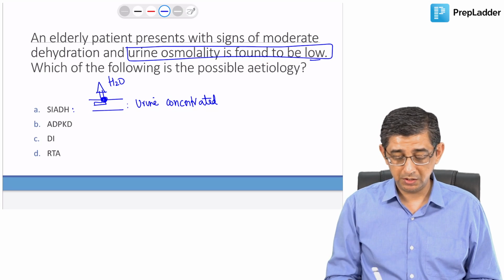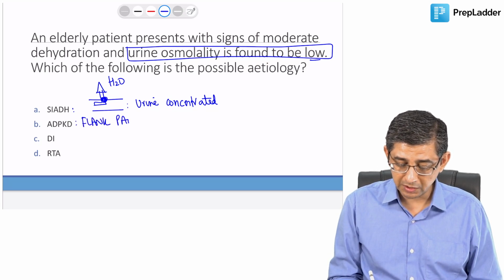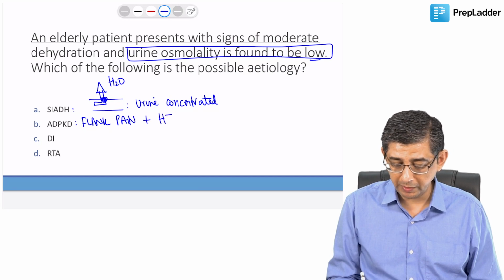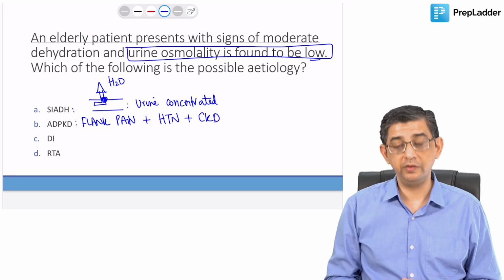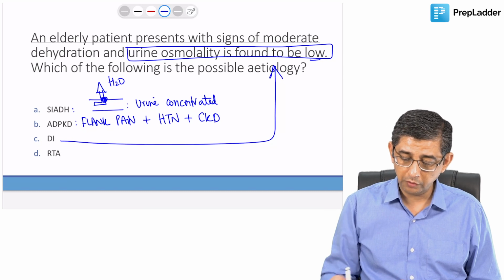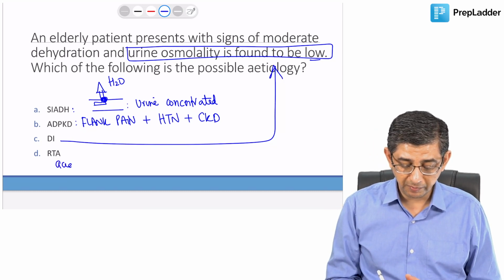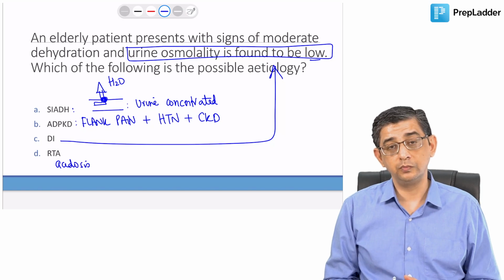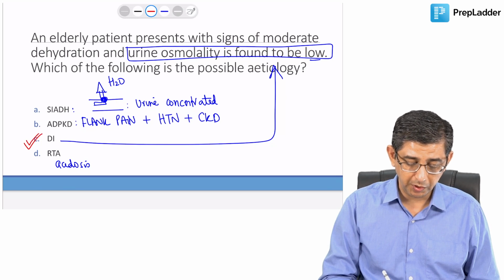Autosomal dominant polycystic kidney disease will mainly present with flank pain because there are cysts in the kidney. GFR will be less, so they will be higher in hypertension, and subsequently these patients will develop chronic kidney disease. It is diabetes insipidus which will have this presentation of low urine osmolality. Renal tubular acidosis will then have a presentation of acidosis. No acidosis is given in this question. The correct answer to this question is diabetes insipidus.